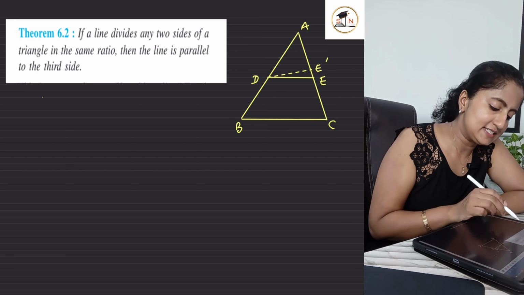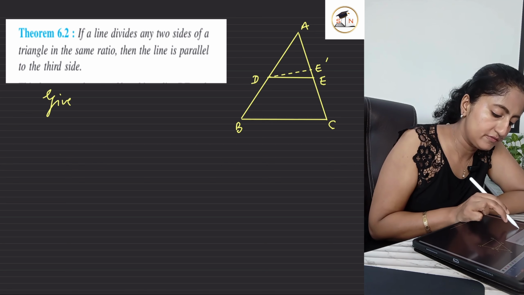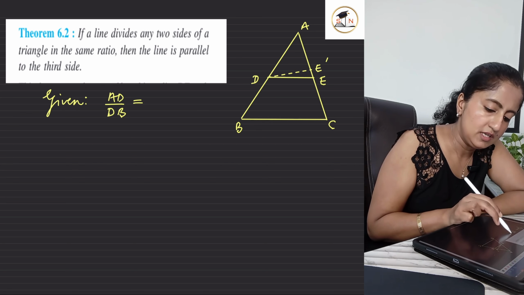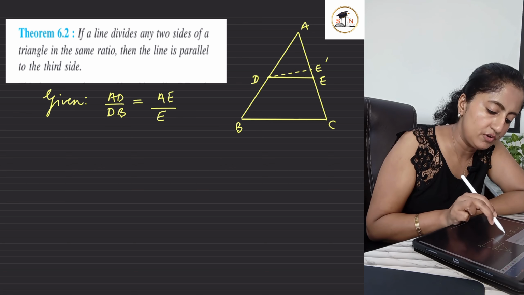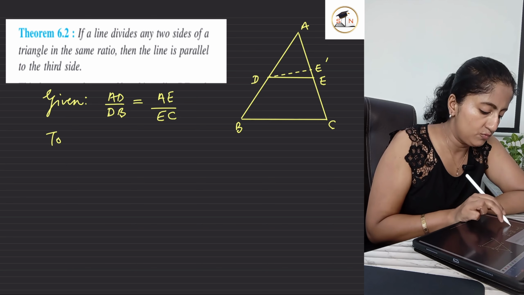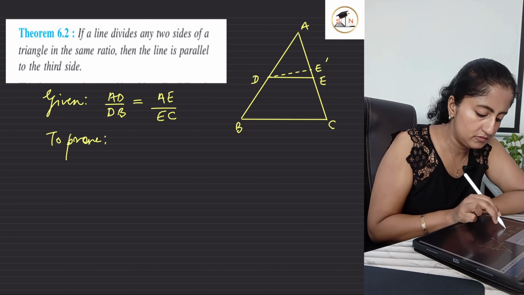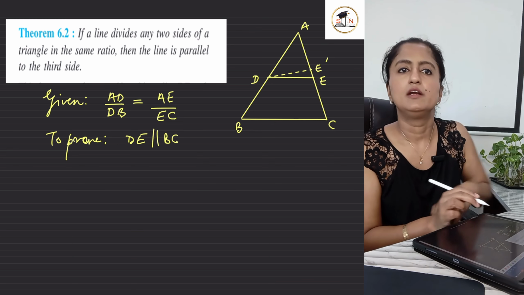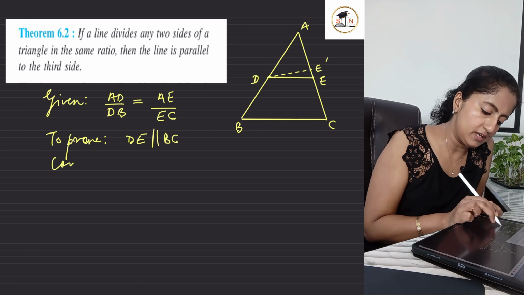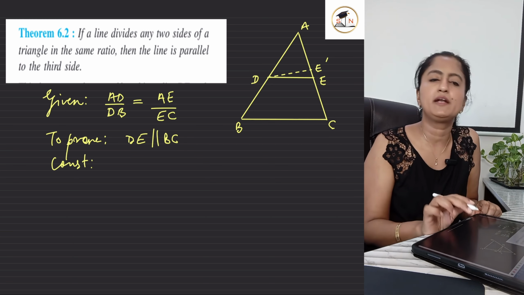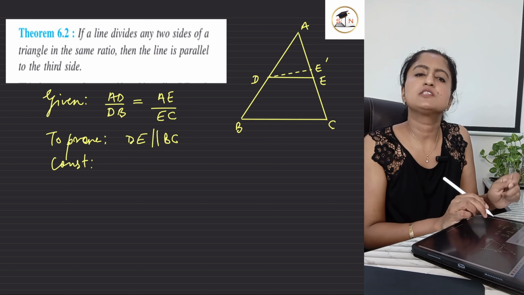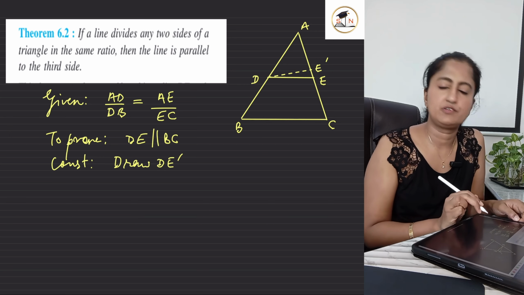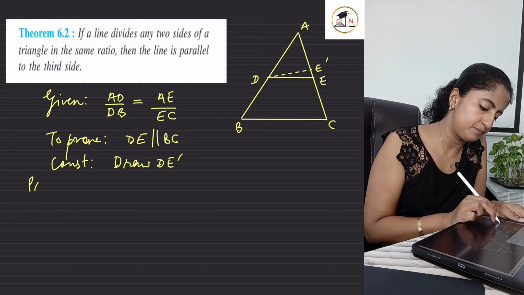Okay. So first, let's write down what is given to us. We are given that AD over DB equals AE over EC. This is given. And what are we supposed to prove? That DE is parallel to BC. Okay. Now, what I have done over here, first I had already made the figure, right? Now, there is going to be a construction over here. Draw DE dash. Okay. Now, what are we going to do? The proof.